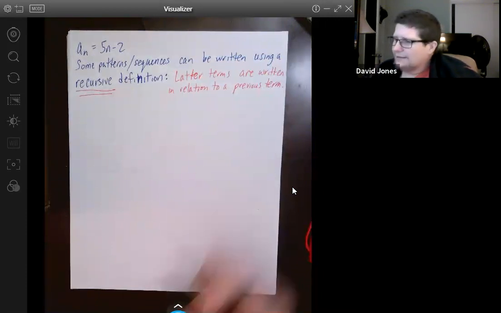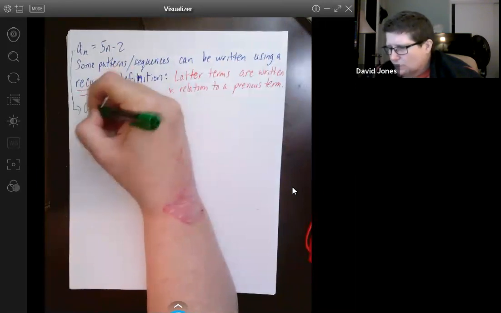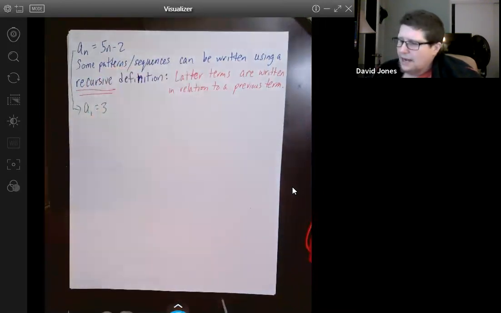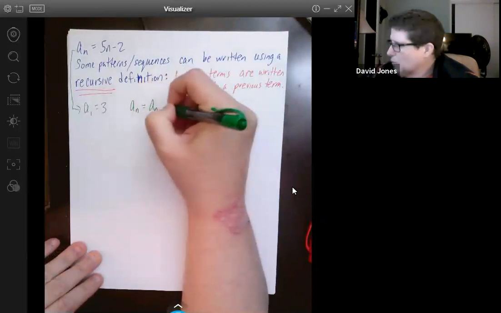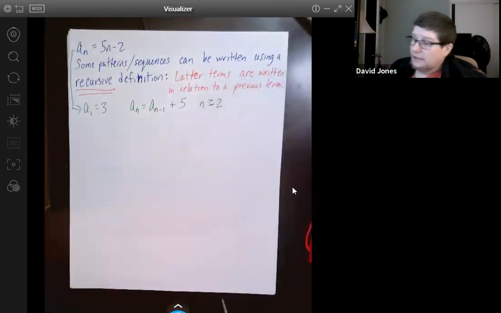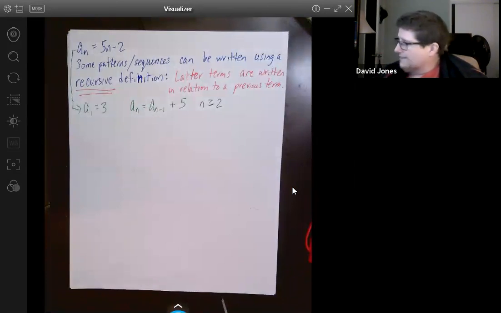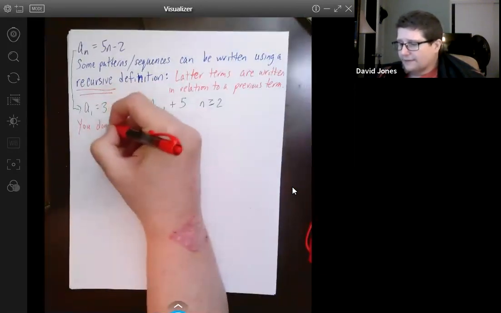So an example of that, our first term here, a sub 1, was 3. And we just showed that to get from one number to the next, we added 5. We could say a sub n equals a sub n minus 1 plus 5, where n is greater than or equal to 2. And does that work? This way you don't need to write out the whole pattern to figure out what they are. That's the point of this. You don't need the whole list to find out a particular number.